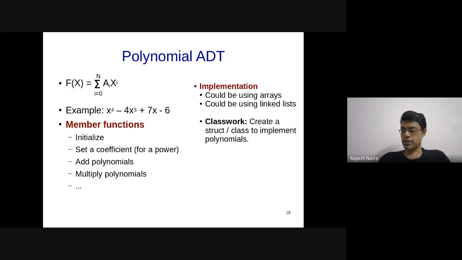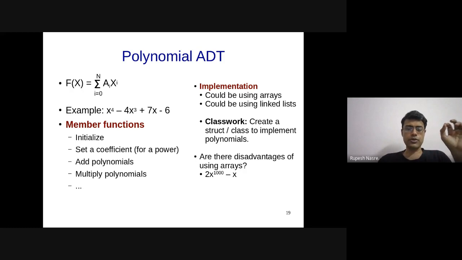Sounds good. So now, assuming that you have thought about the disadvantages of using arrays, think about representing 2 x to the power 1000 minus x minus 6. This is my polynomial. Now if I have to store it using an array, for the 0th index, I'm going to store minus 6. For the 1st index, I'm going to store minus 1. And then for 2, 3, 4, I'm going to store all zeros. And then for x to the power 1000, that is index 1000, it is going to be 2.